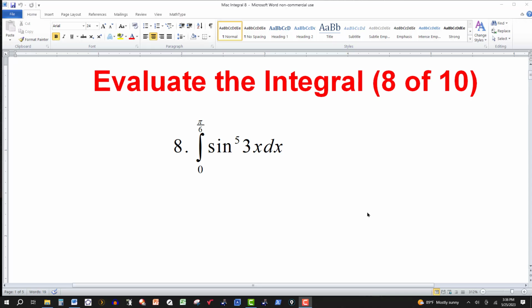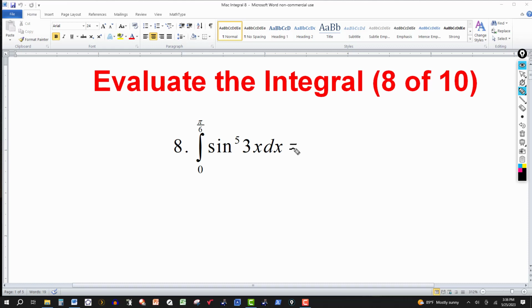Okay, in this video we have integral number 8 in the series. If you want to go ahead and try this out, you can pause the video and I'll be right back. Now this one here has the look of a U substitution for me.